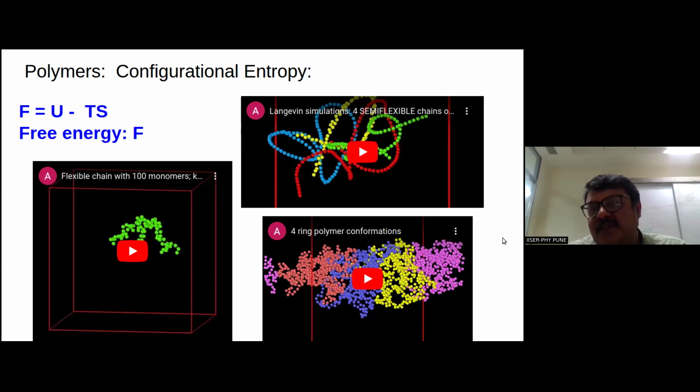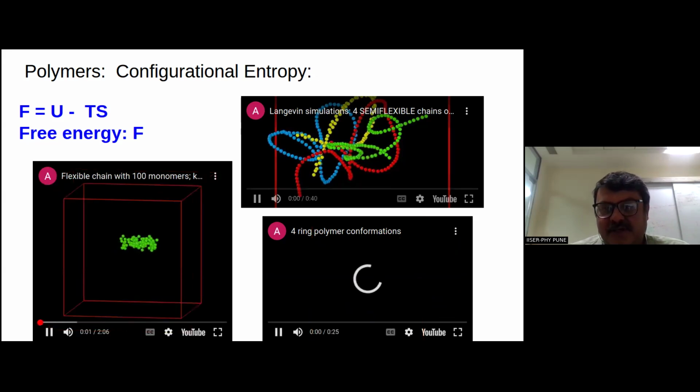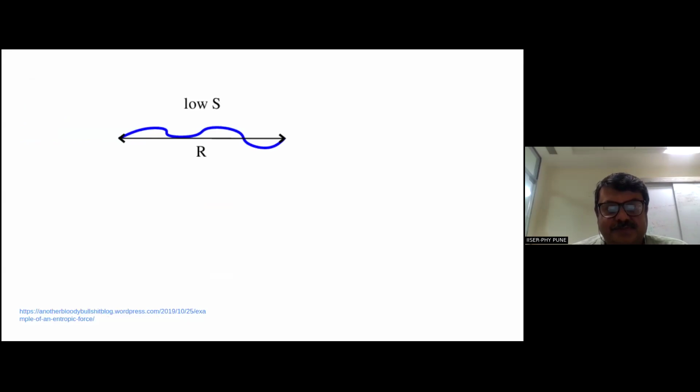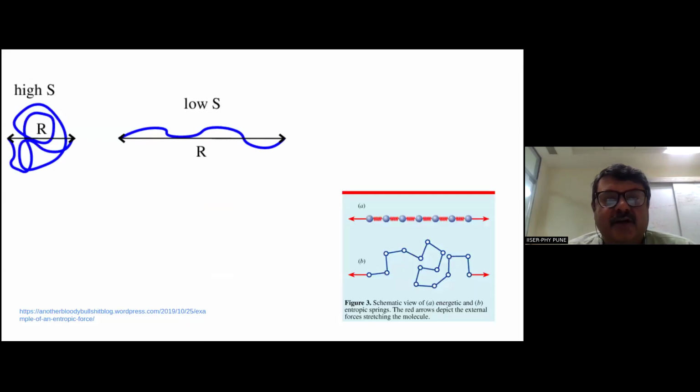So within the constraints, it tries to maximize its entropy. There's no free energy cost as in the semi-flexible case, right? So from there, let's explore the idea of entropy a bit more.